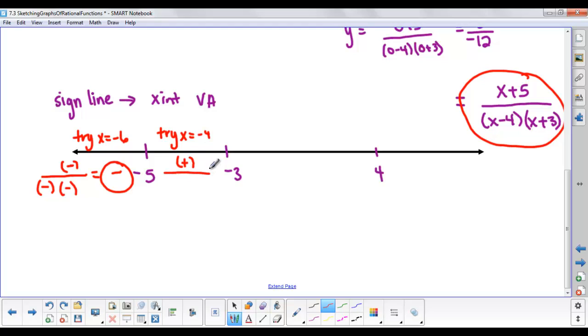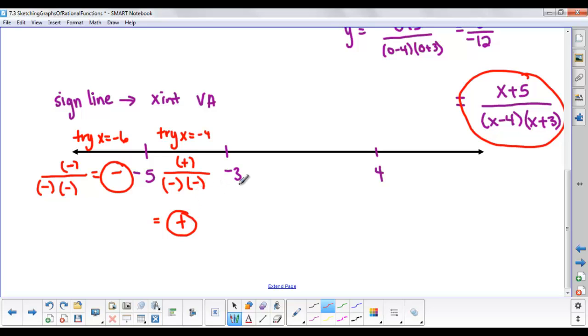And in the denominator, -4 minus 4, negative. And then -4 plus 3, also negative. So what we end up with here is 1 positive, 2 negatives, altogether combined would actually make a positive value. So anything in the interval between -5 and -3, our function will actually be above the x-axis.